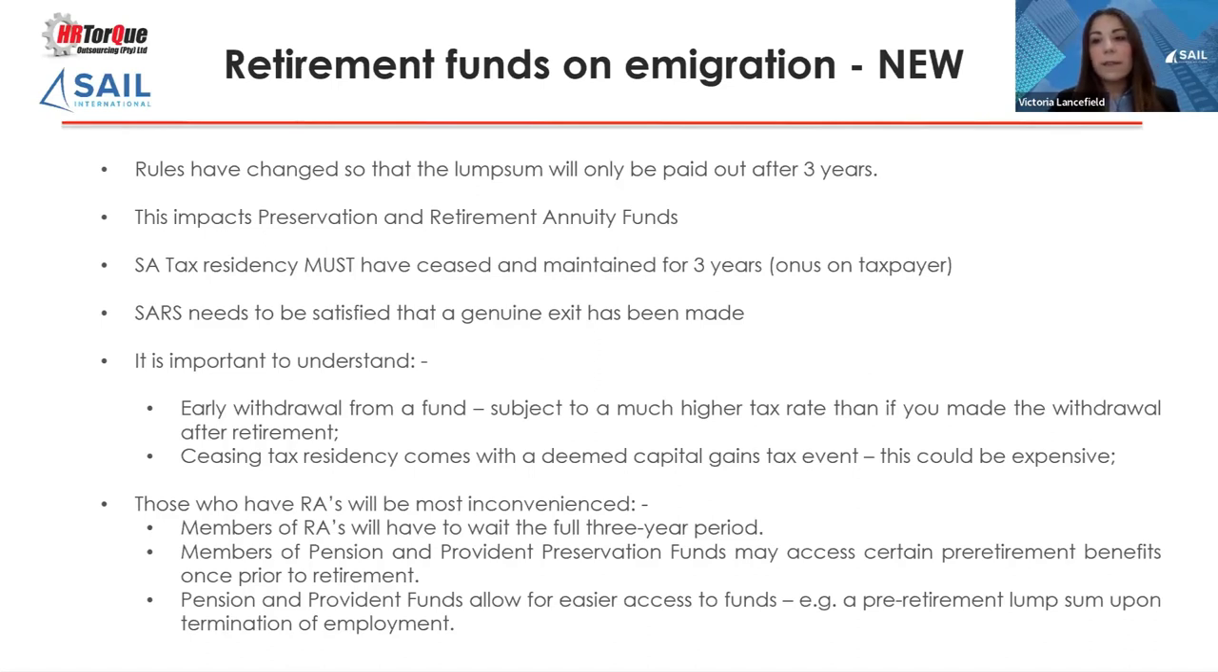The reason SARS has done this is because there have been lots of cases in the past where people just cease their tax residency, take their retirement funds out, pretend they're immigrating, and then come back and just reinvest and do whatever they want, spend the money in another way. This, of course, has left a big scrutiny and now caused the 3-year lock-in rule. It's getting a little bit more complex.